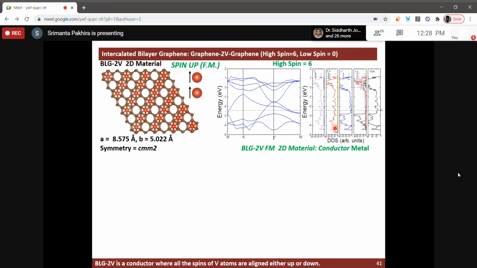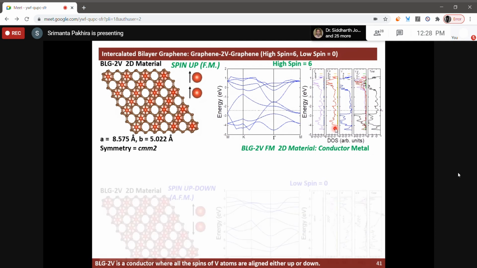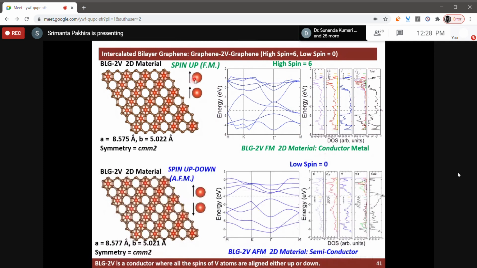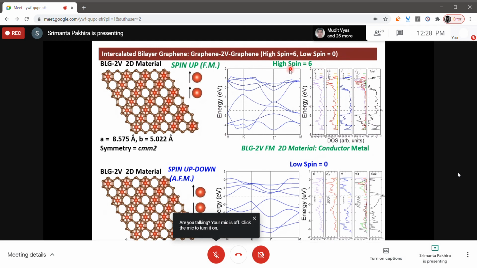Hopefully now I am able to show some interesting data. If we do the antiferromagnetic alignment, one spin up, one spin down, same material, then we control the spin in such a way that the total spin of the system is 0. It is called low spin, and it is called high spin when we have all the spins up, where the total spin is 6. If we have the low spin, a very interesting property is observed. Although metals are there, what happens if you look at the bands? There is a small gap here to here.